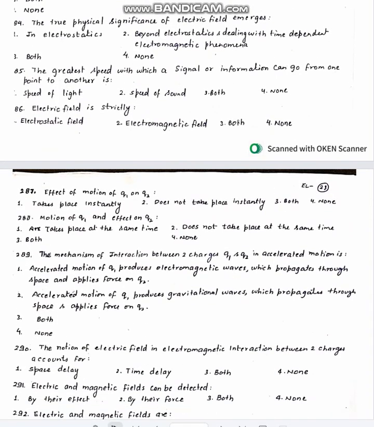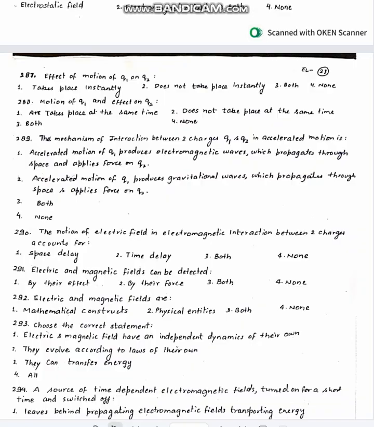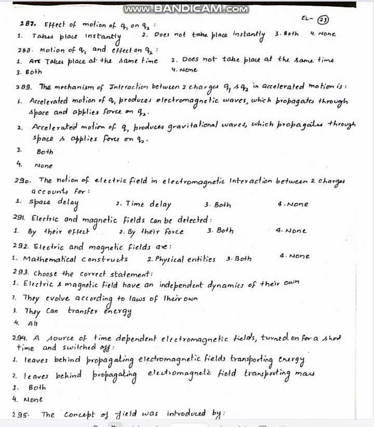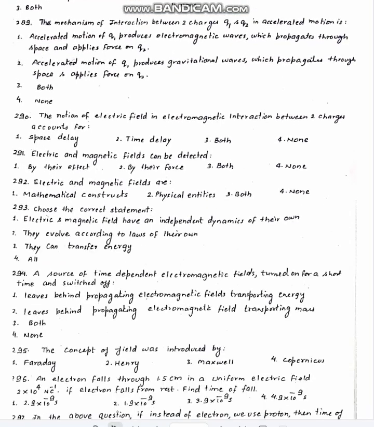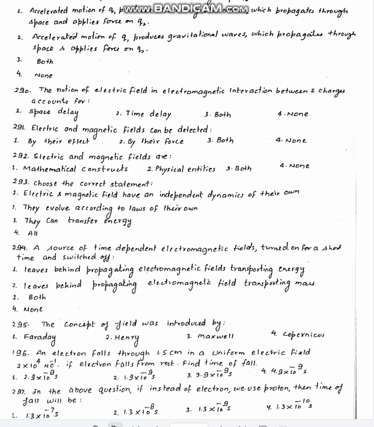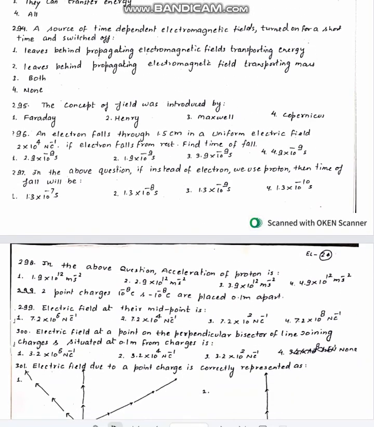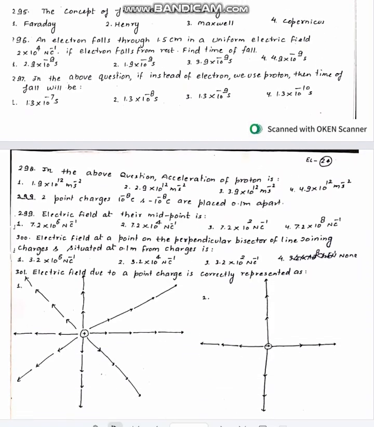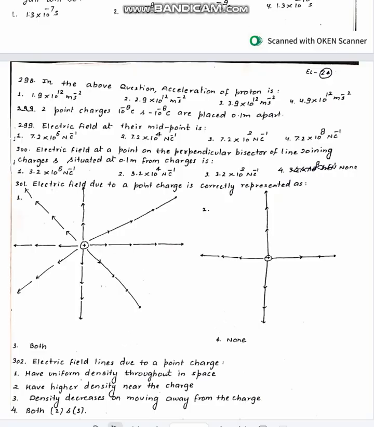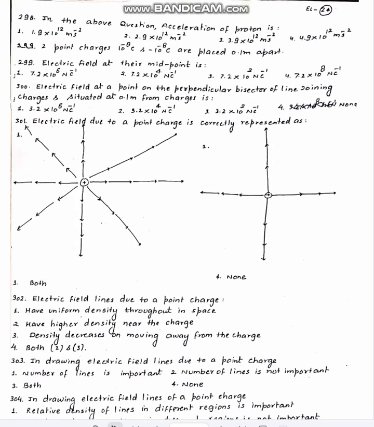Then greatest speed at which information can be transferred. Then we have effect of motion on Q1 and Q2. Then we have some questions for electromagnetic interaction between two charges. Then we have certain questions based on fields, numericals based on electron proton charges. Then we have certain questions based on two charges. We have to calculate electric field at the midpoint.